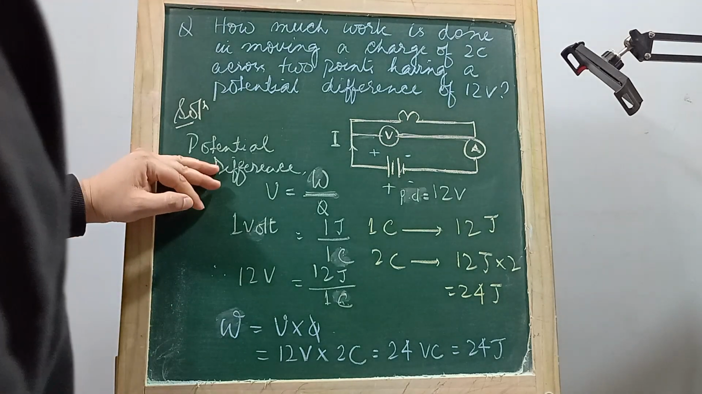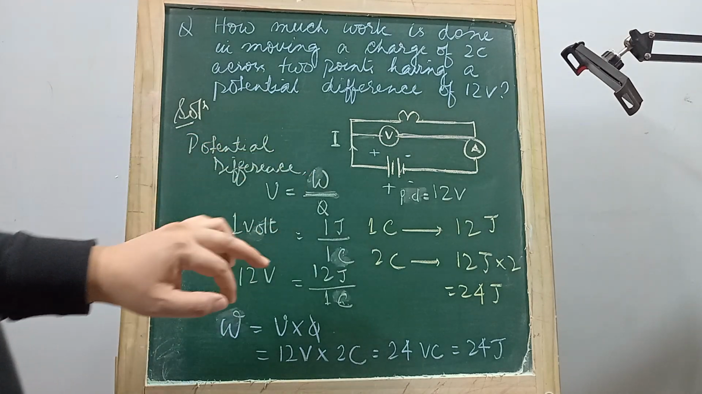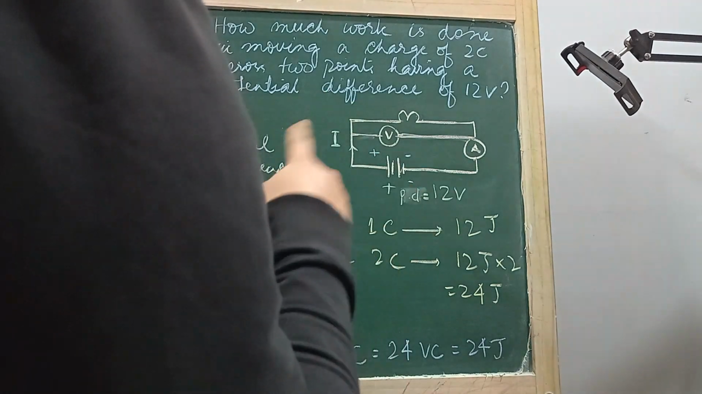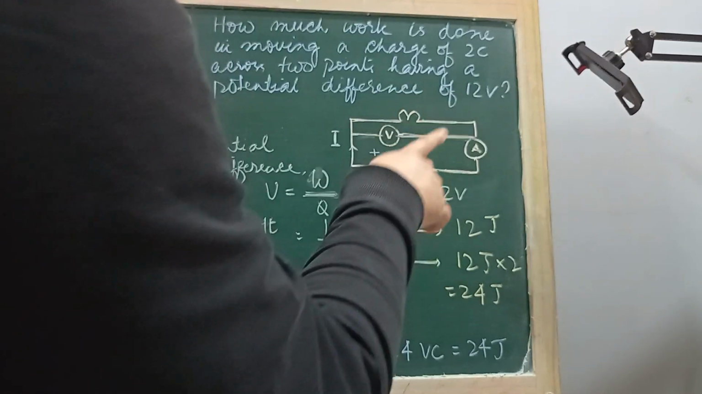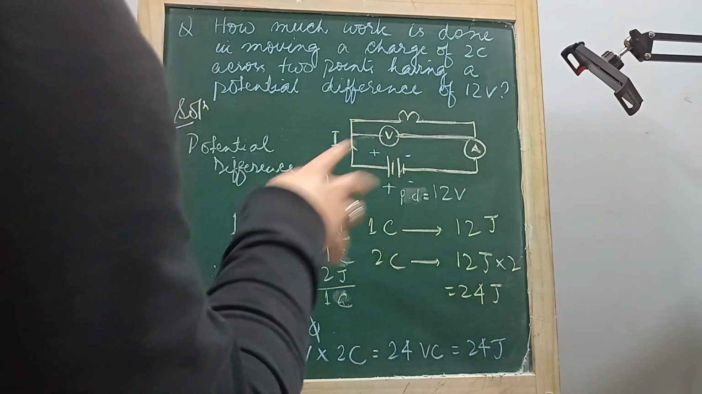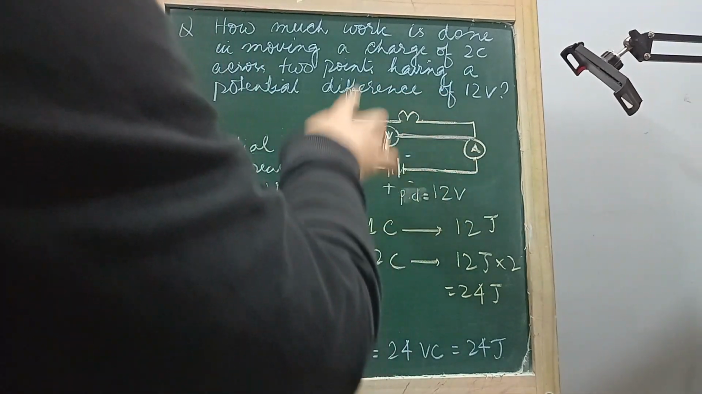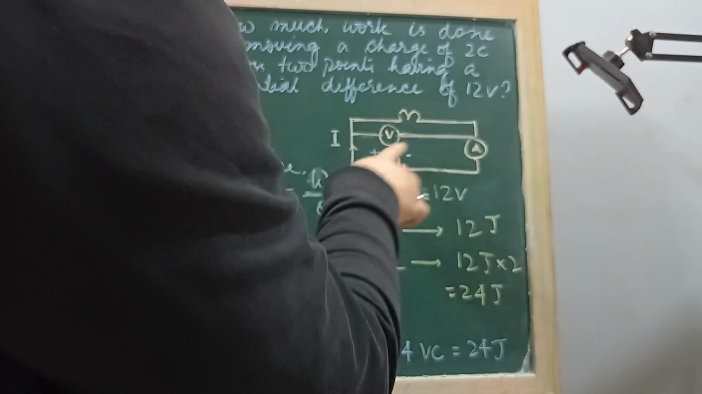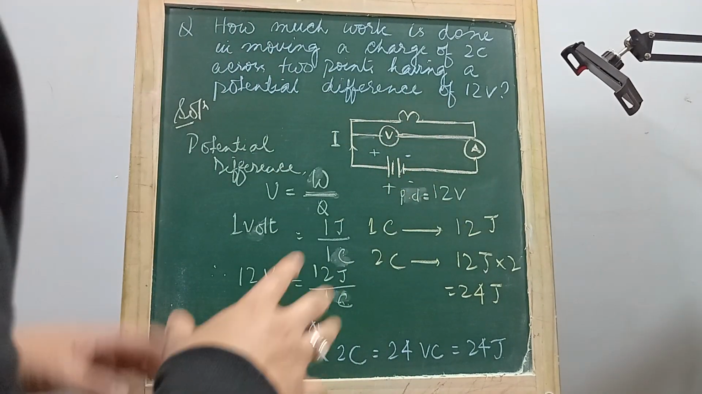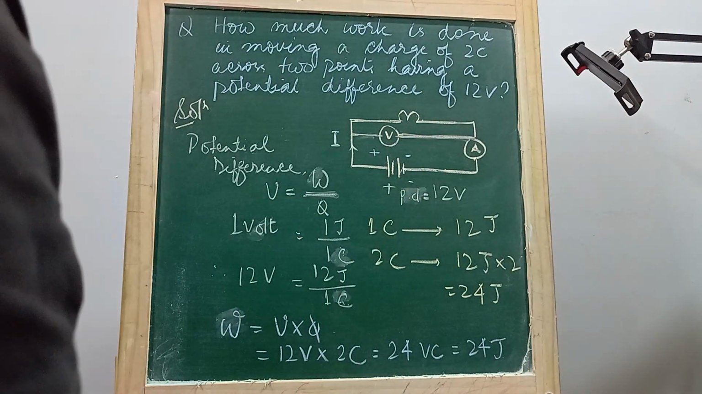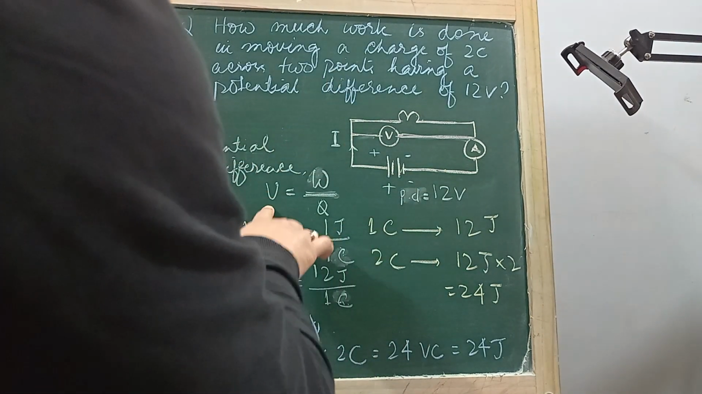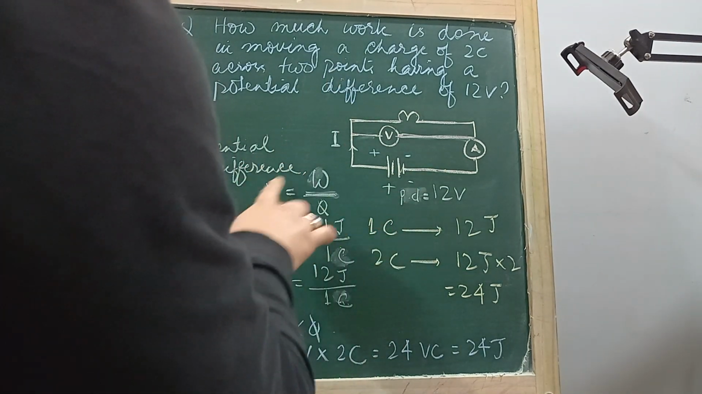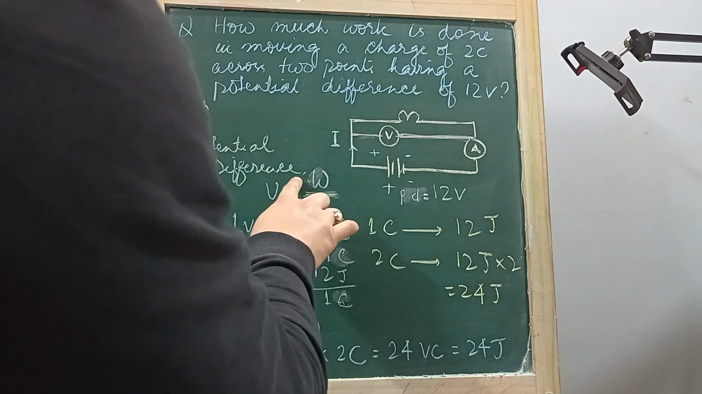So potential difference means what? It means the work done in moving a unit charge. That unit charge is called 1 coulomb. How much energy is consumed in moving 1 coulomb of charge? That is called potential difference. Mathematically, the relationship between the potential difference, the work done, and the charge is V is equal to W by Q.